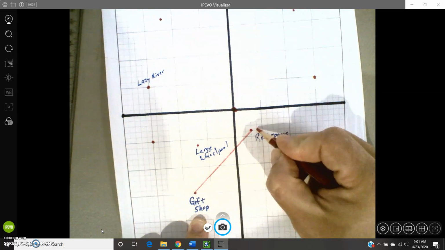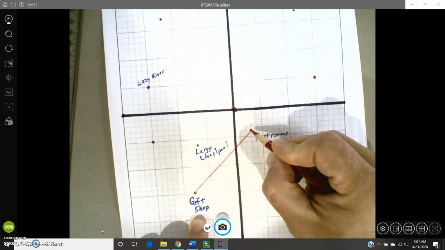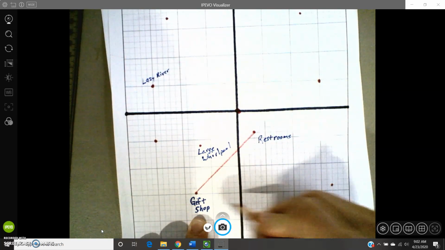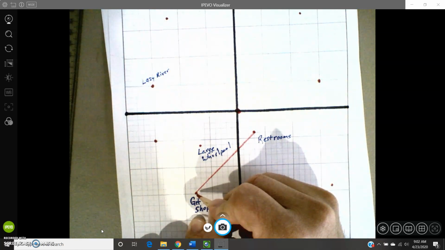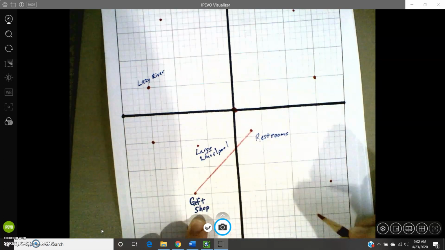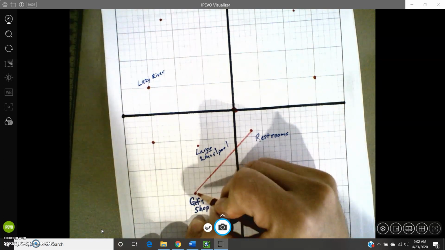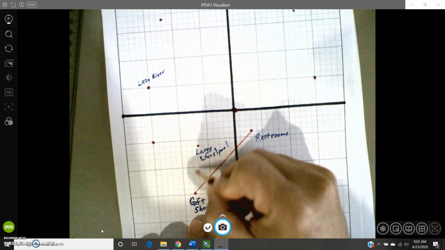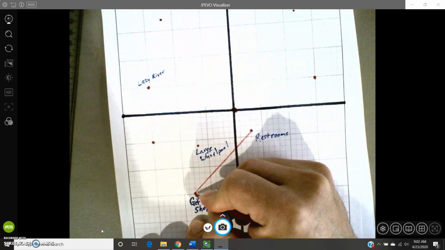So again, it doesn't matter where you start. If I start at restrooms, I have to count down and then back. If I start at the gift shop, I have to count up first, so my vertical change divided by my horizontal change. Okay, I'm going to start at the gift shop. I'm going to count up. These are sections of 5. I'm going to count anyway.